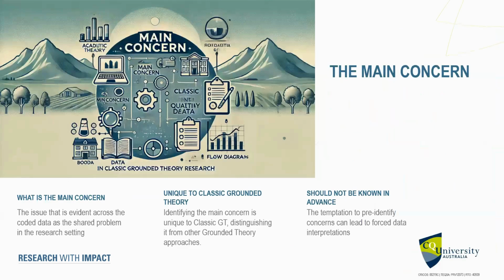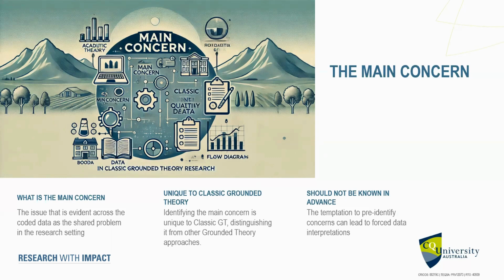As I previously mentioned, classic grounded theory studies set out to answer two questions. What is the participant's main concern, and how is this concern processed or resolved? What exactly is the main concern? I'm hearing a lot of mentions of it. I know that when I set out to do my first classic grounded theory over 10 years ago, I thought the main concern was the problem that I wanted to investigate.